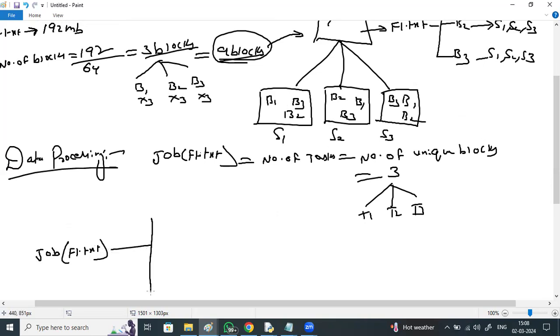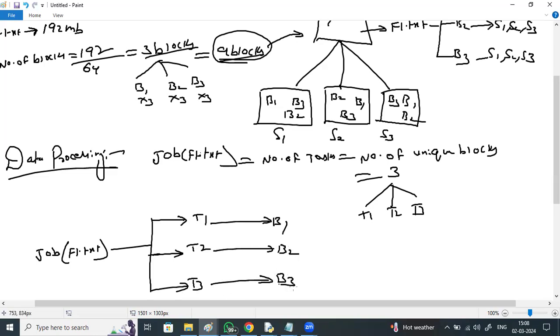A job to process F1.txt, right? T1 task, T2 task, T3 task. T1 is for executing B1, T2 for executing B2, T3 for executing B3. Who should execute this T1 task? S1 can execute, S2 can execute, S3 can execute, because the B1 block is present in S1, S2, and S3.